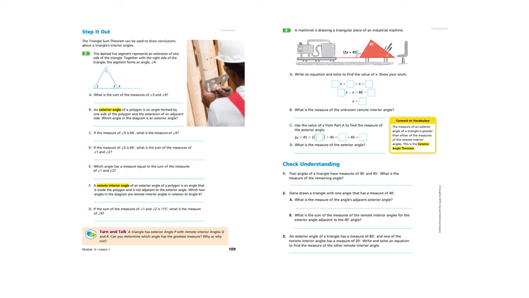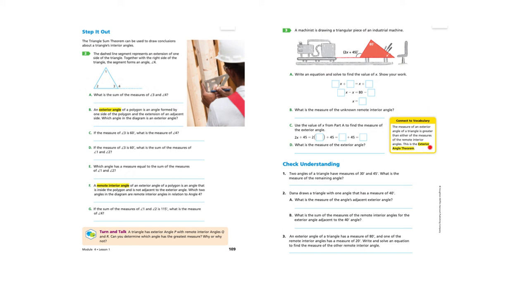Then it says B, what is the measure of the unknown remote interior angle? Again, look back if you need help with that vocabulary. C, use the value of x from part A to find the measure of the exterior angle. So that's this one on the outside of that triangle. And they give you a helpful equation there. D, what is the measure of the exterior angle?